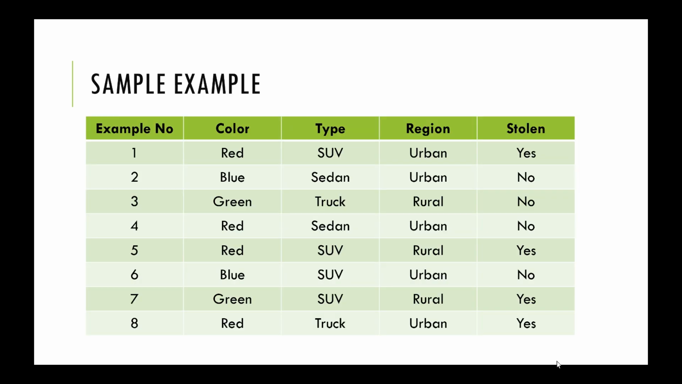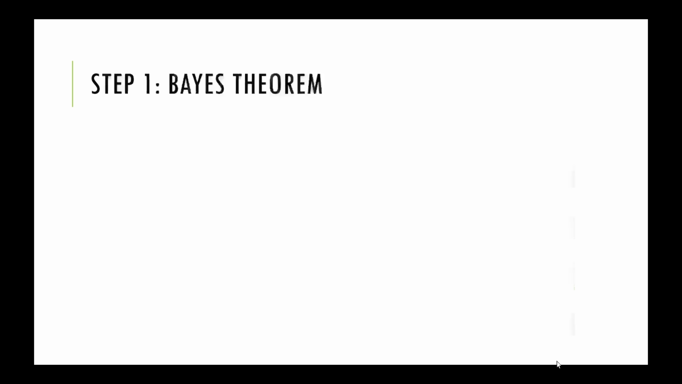In the sample data set, we have a total of 8 examples. There are 8 records, with the attributes or features color, type, region, and stolen. In color, we have red, blue, green. Type is SUV, Sedan, and truck. Region, urban and rural. Stolen, yes or no. Clear? Now, step 1.